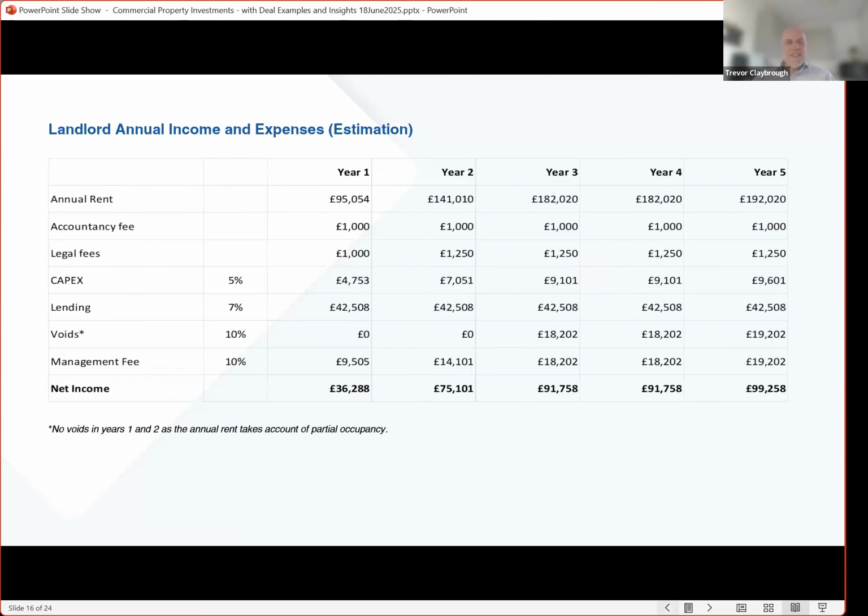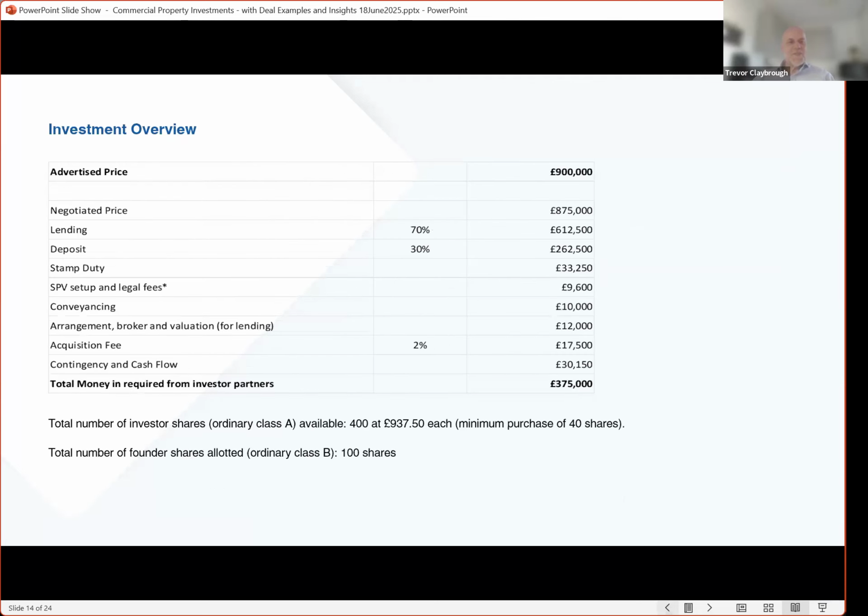If I go back to the original figures of what it costs to buy a commercial property and what we have to factor in on those costs, I'll hand back to Duncan to go through those briefly. Yep, so it's mostly there on the screen in front of you. It's on the market at 900, and we've negotiated a slight discount to 875. But even at that level, it still looks a pretty good deal to us.